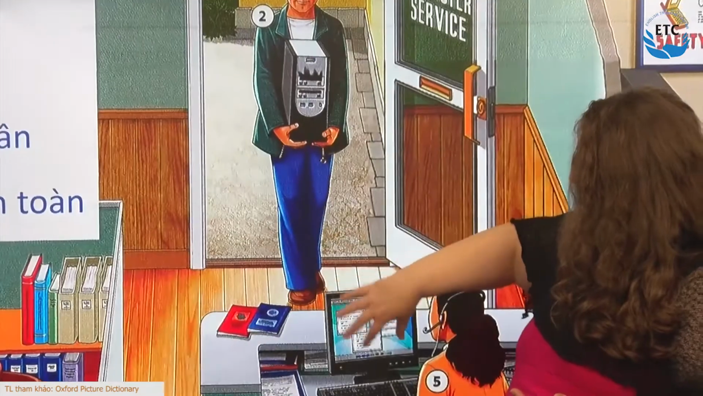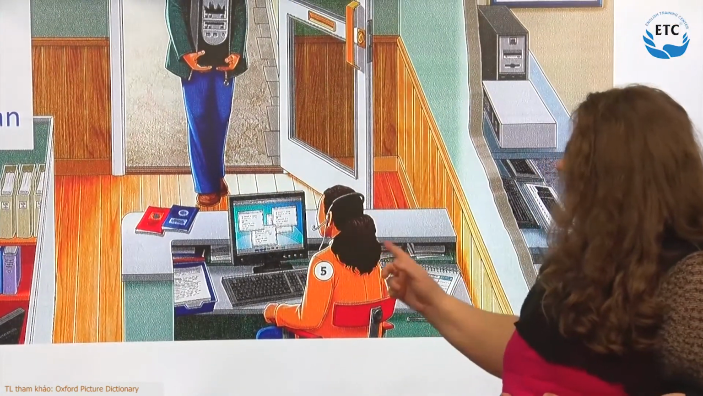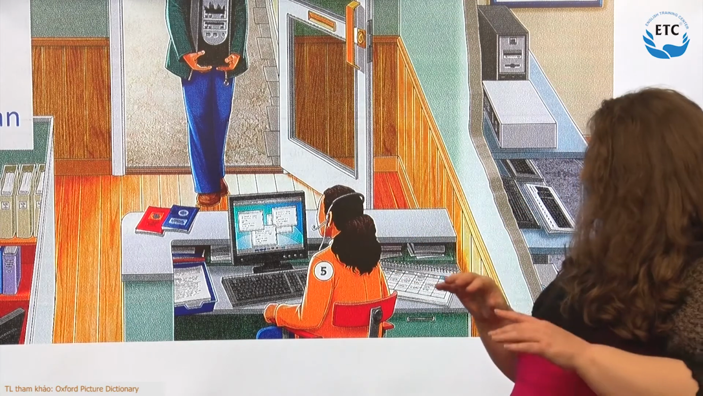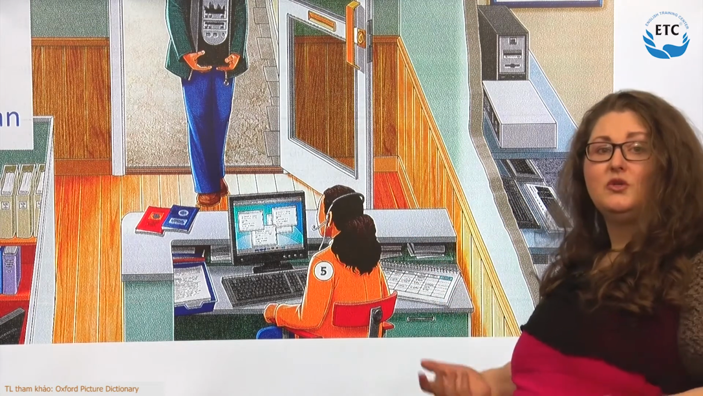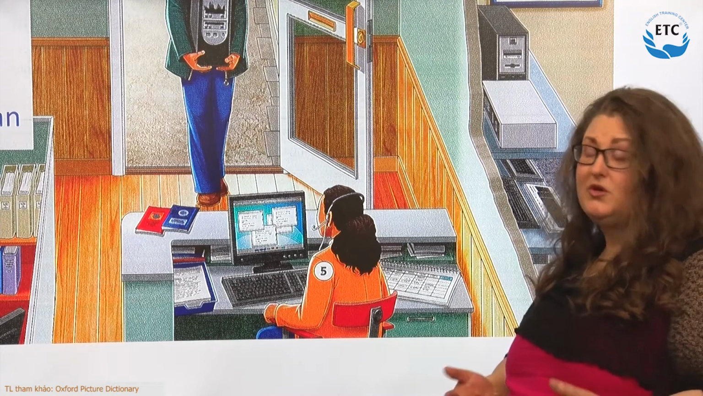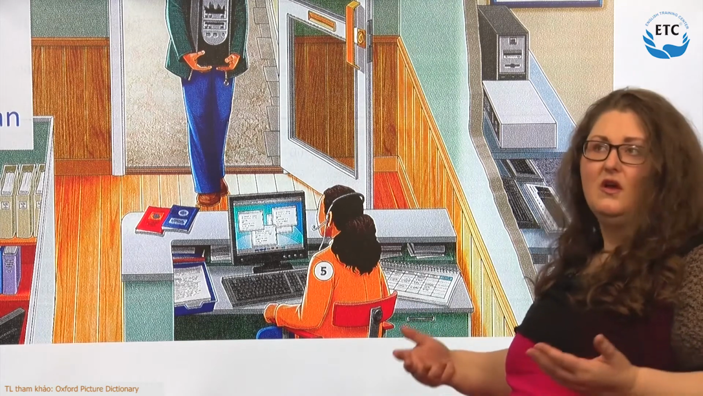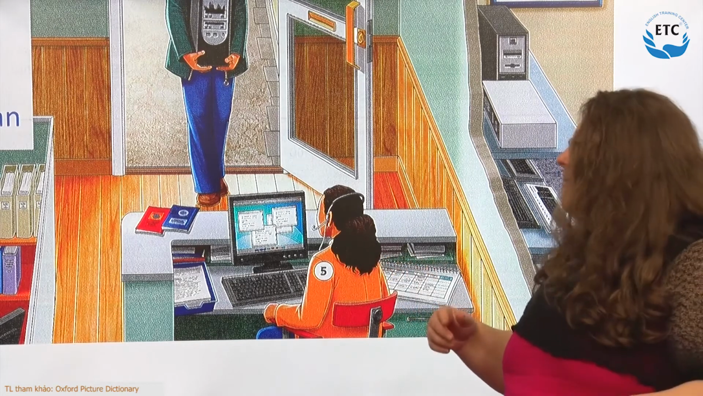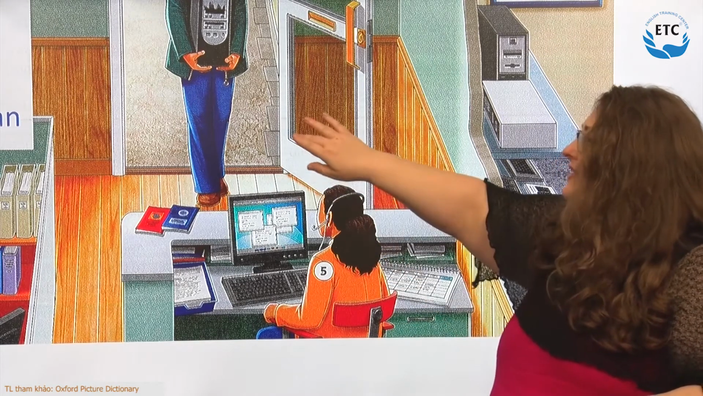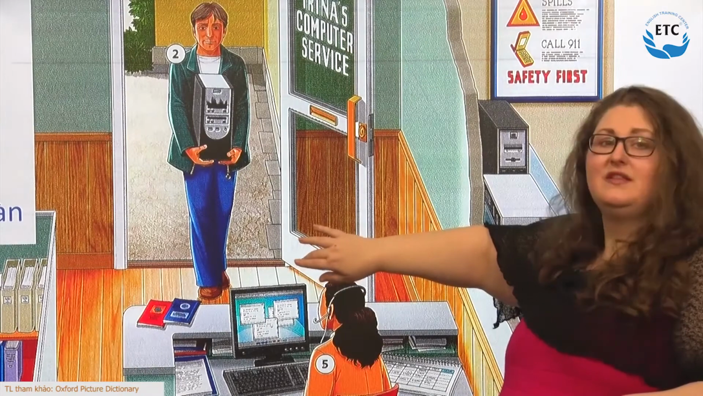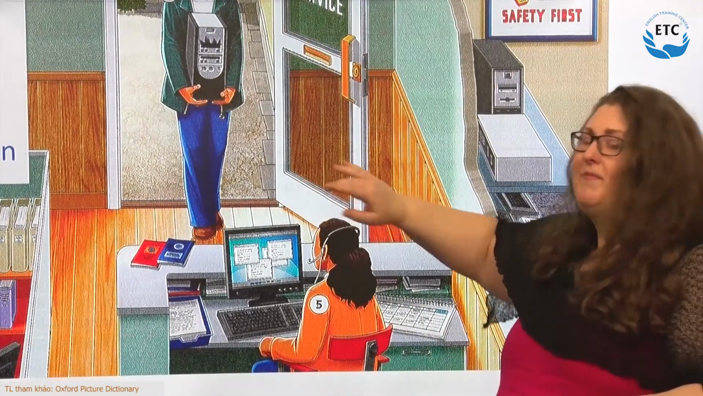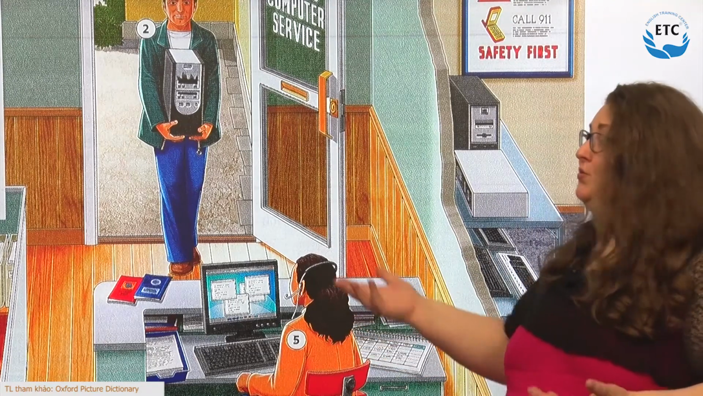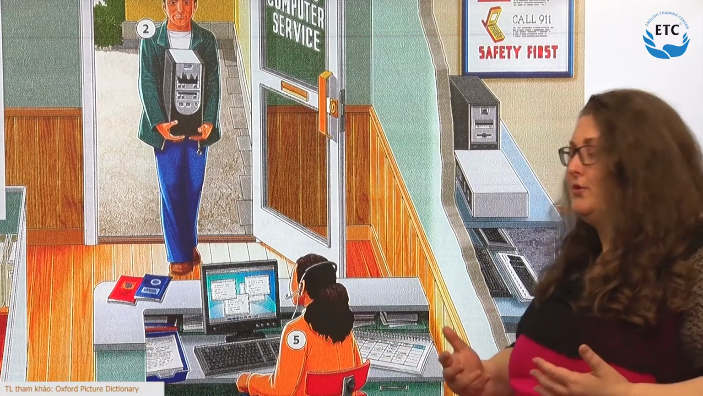Now, who is this woman right here? She's got a headset on. She's talking. So she's maybe talking to some customers or talking to other people in the business. Who knows? We don't know. But she is receiving this man. Okay, so the base word for receptionist is to receive, right? To receive somebody into the room.